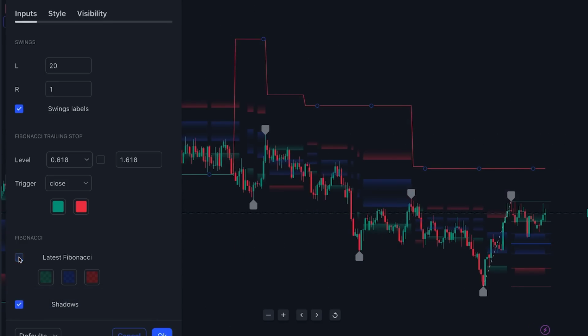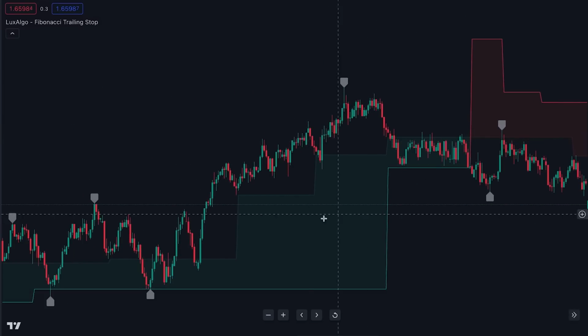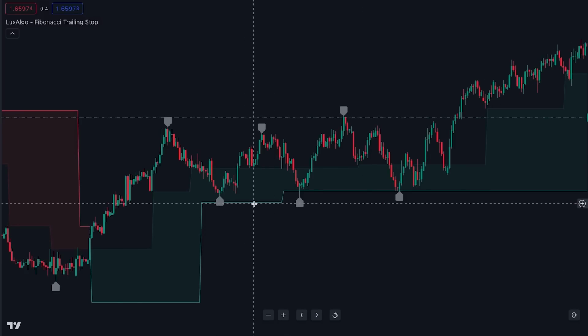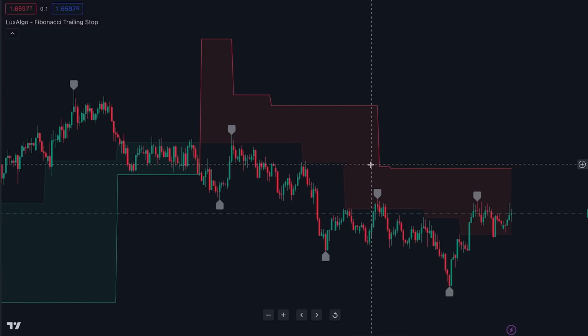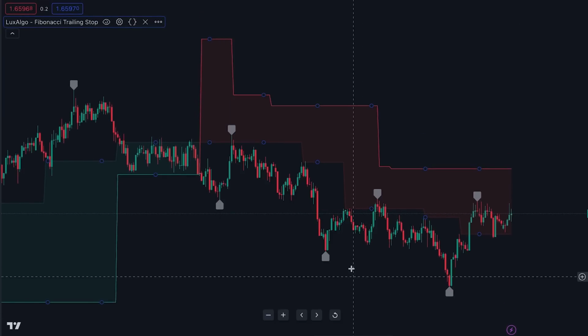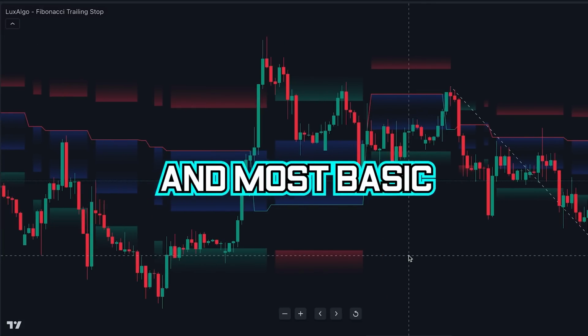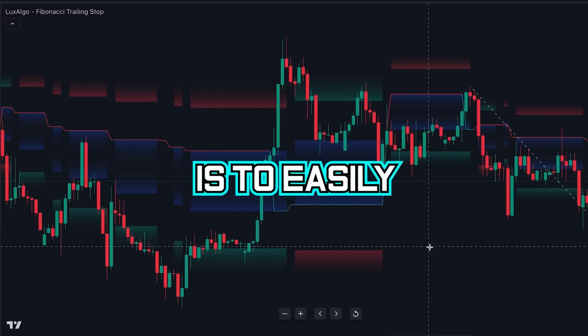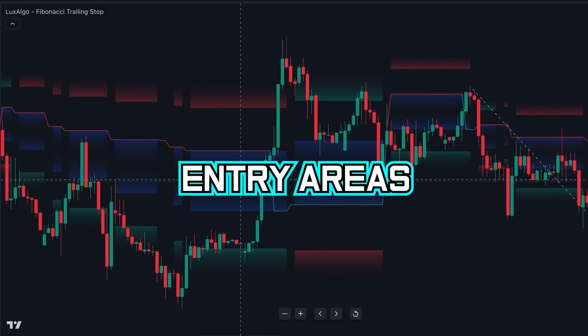For instance, if I have the trailing stop level set to 0.618 and I disable shadows, now you'll see that only the area above or below the 0.618 level is being colored. Let's reset the options back to defaults, and then we can discuss how this indicator is designed to be used. The first and most basic way to use this indicator is to easily identify optimal entry areas.